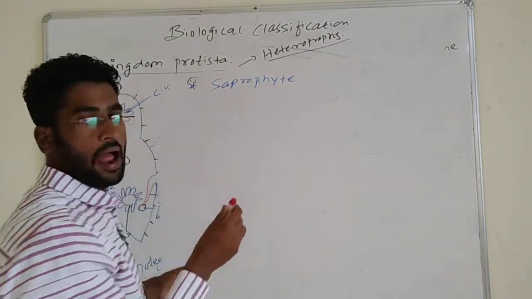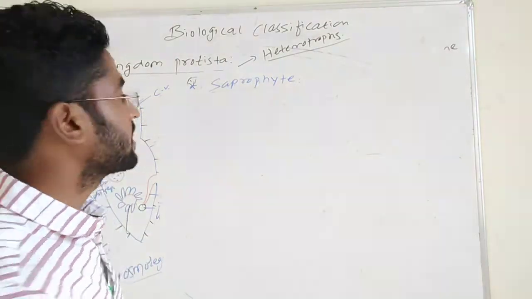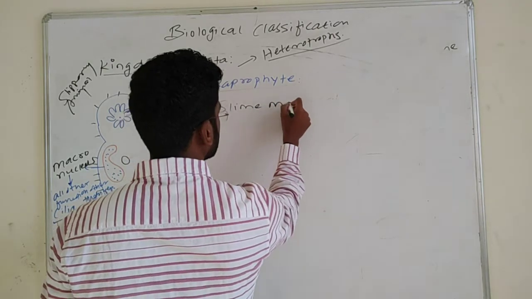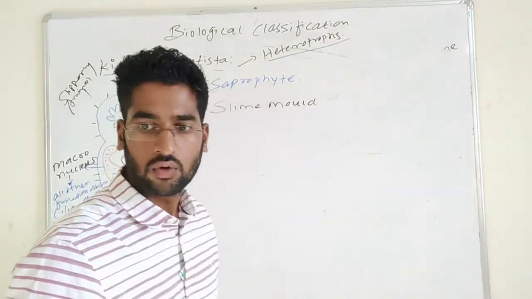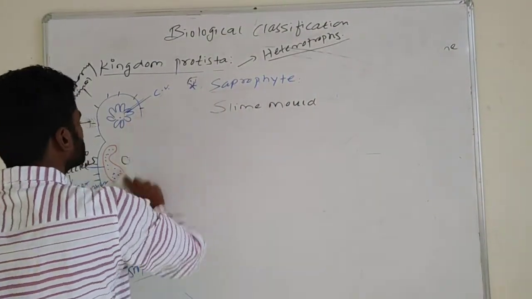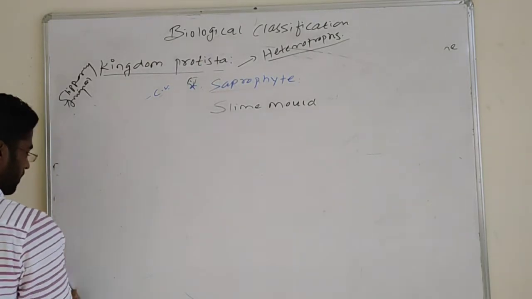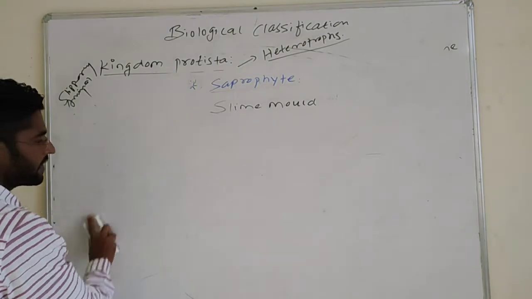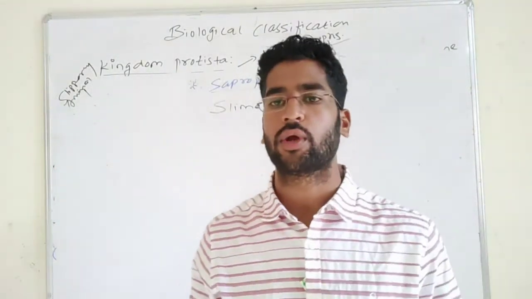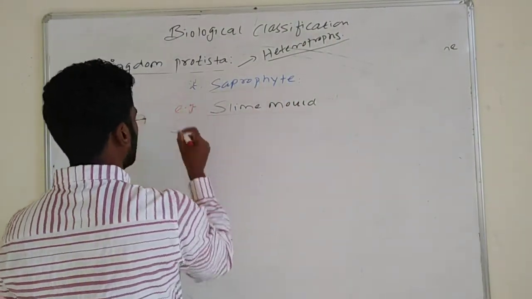Saprophyte. And under this, the example we already talked about is slime mold. What is the example? Slime mold. Now these slime molds are a type of Protista which are wholly and solely dependent on dead organic material. So it means their growth. Example.